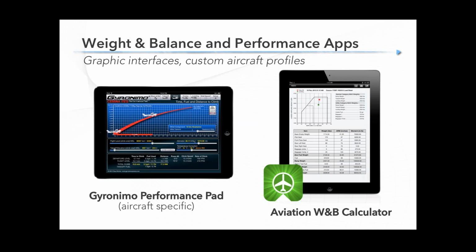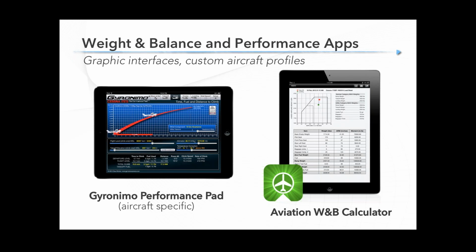Some other app options, again, that can really take advantage of the capability of the product. Again, on the left is the Geronimo Performance Pad app, and they make a wide variety of these based on your aircraft model. So if you're flying the Cessna 172R or the 172S, you can buy that individual application. It's going to have all the unique performance data, weight and balance data specific to that airplane.